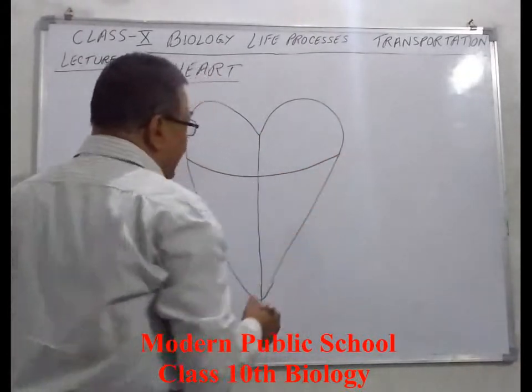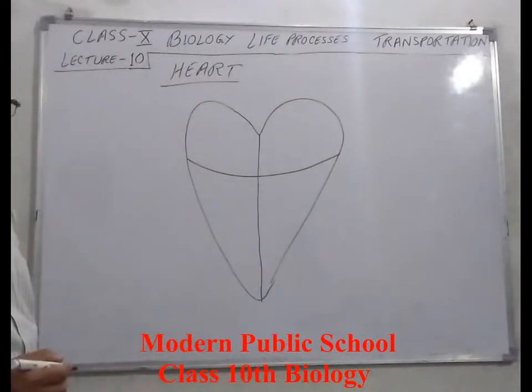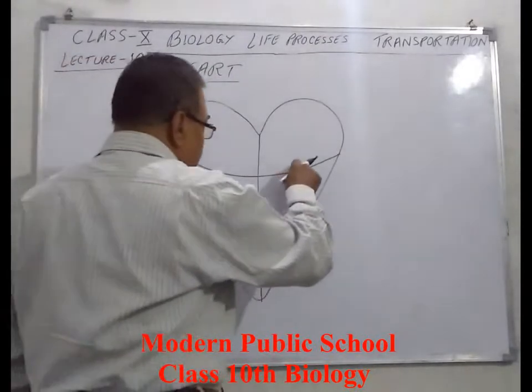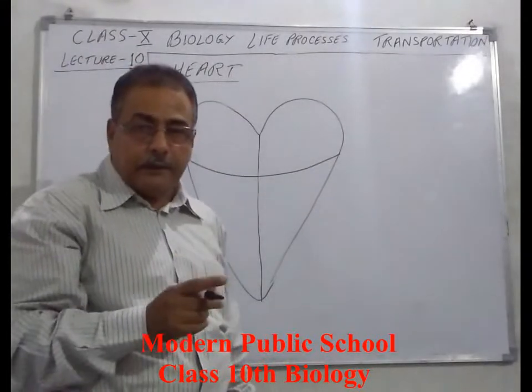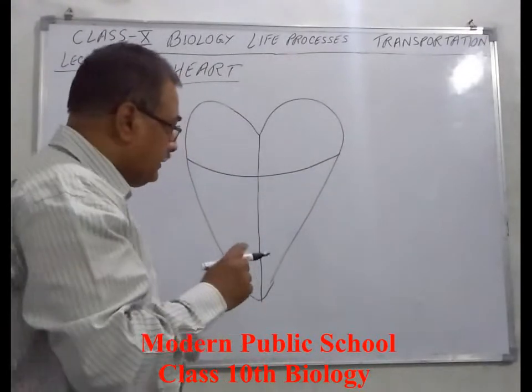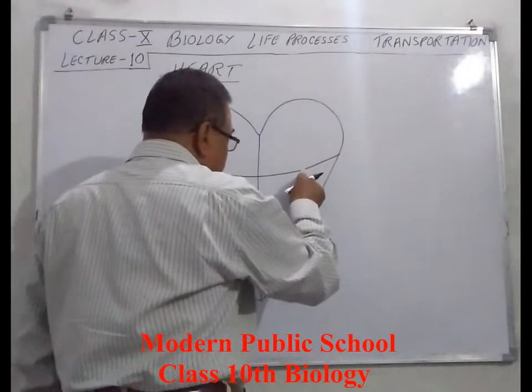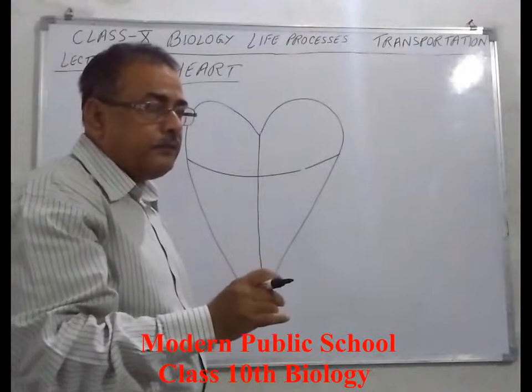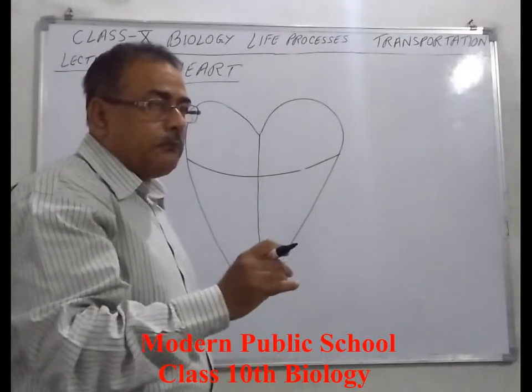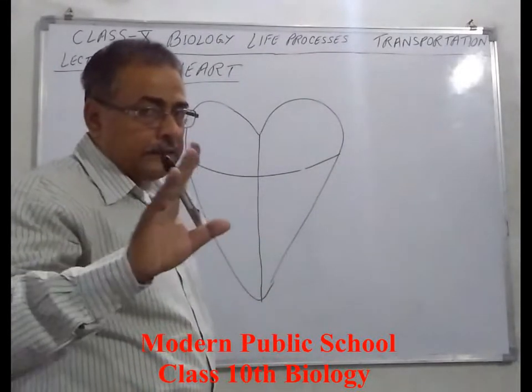All the chambers are completely separated. There is no mixing of oxygenated and deoxygenated blood in the heart. If mixing takes place in the case of birds or mammals, they will die and will not survive.